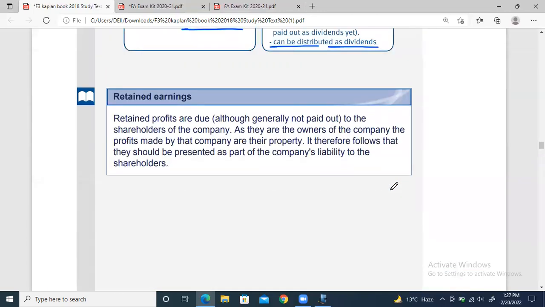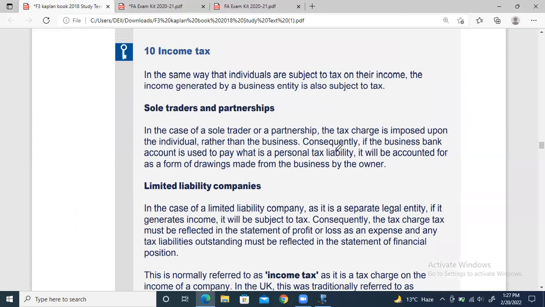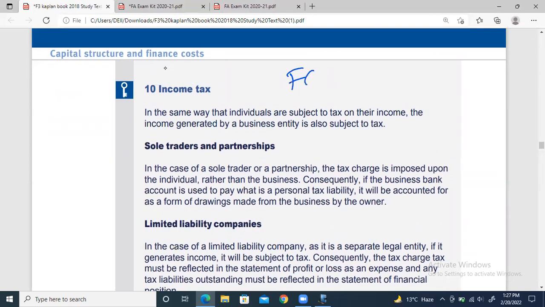Right. So this thing you can also read. This is very simple. Now let's come to the last thing over here, which is a small topic. It's also very simple. It's related to the financing and capital structure we study, but it's about income tax. Okay. So the detail for this, you will study in the exam F6.